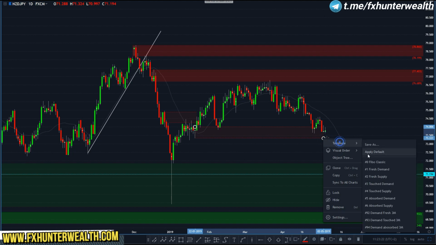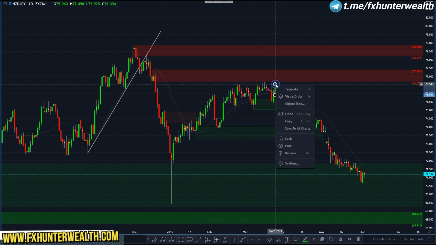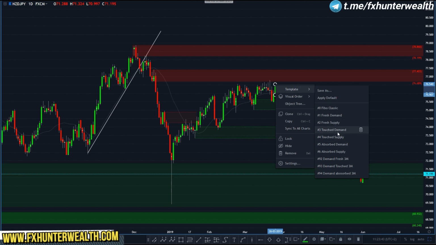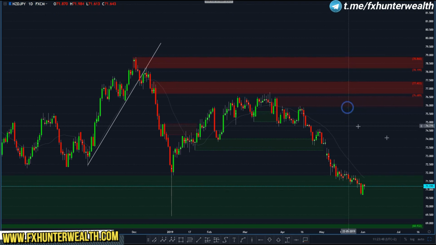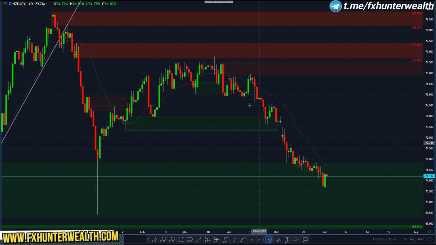So we can see that here was the level, nice touch here, continuation up. Here nothing much was happening, but still here is one demand zone. It was taken out by this one, so here was the new fresh zone, but it was touched here. Yep, so it was touched here. You can see, exactly like this one.